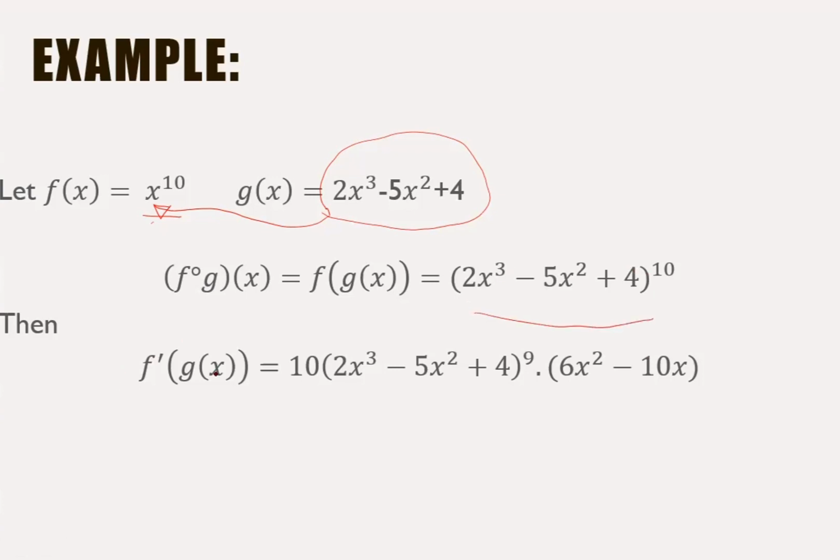So the derivative is equal to, using the power rule, n times u to the power of n minus 1, so 10 times your u to the power of 9, times the derivative of your u, which is the derivative of your g of x: 6x squared minus 10x. So this is now the final answer.